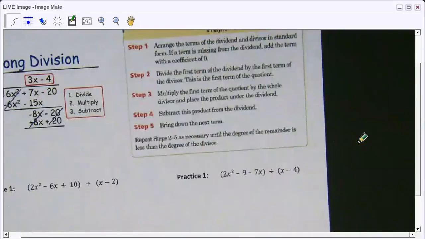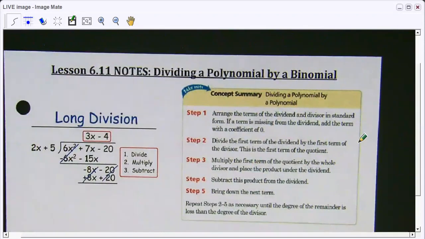Okay, we're gonna do this lesson, which is dividing a polynomial by a binomial. And it's very similar to long division. We haven't done long division in a long time, so I'm just going to give you a refresher on what long division is. Okay, I'm gonna make up some number.